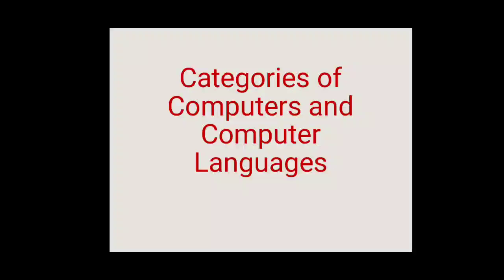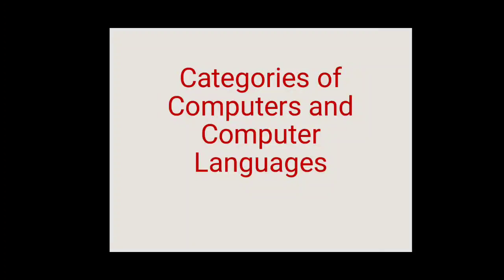Categories of computers and computer languages. So this is the lesson we have been seeing so far, and we have a small recap of this lesson, and we will continue with the next heading. So already we have seen what a computer is. It is an electronic machine that accepts the input, processes the data, and gives out the output. Okay, but computers are classified into the following major categories we have seen.